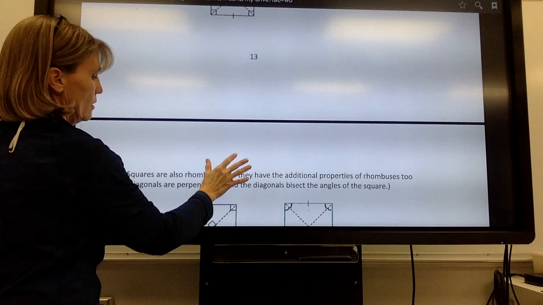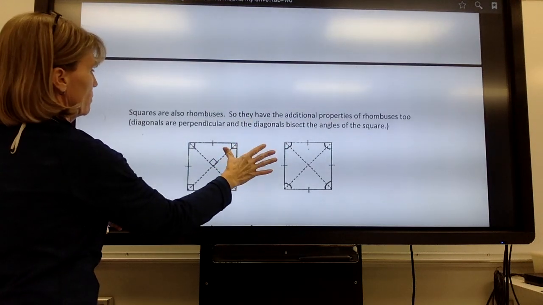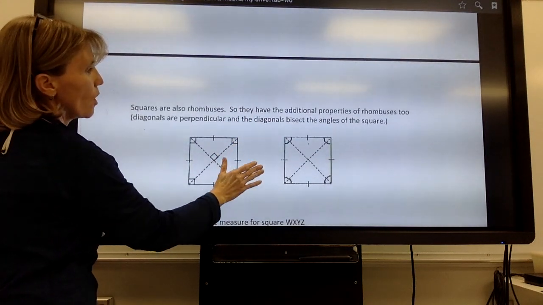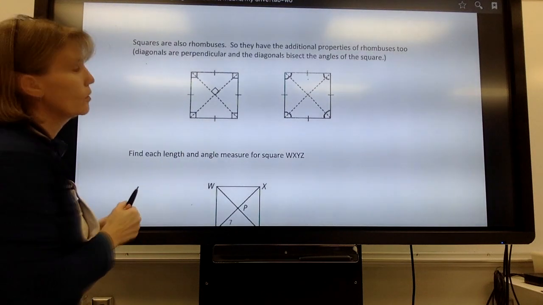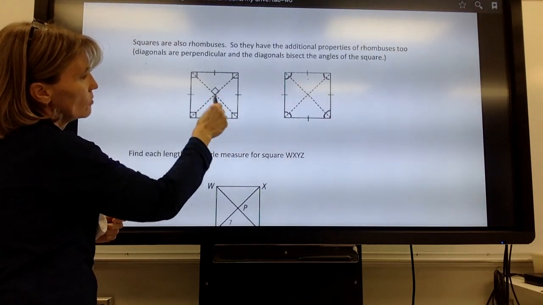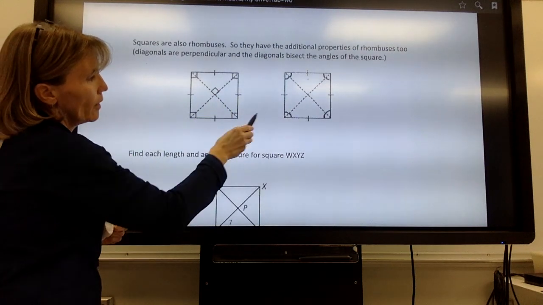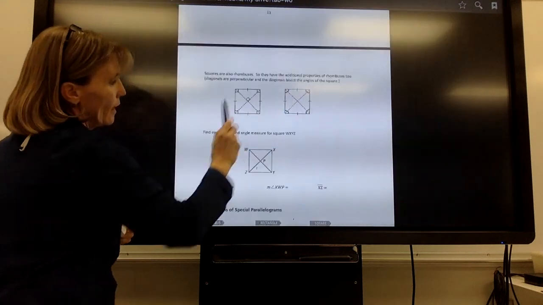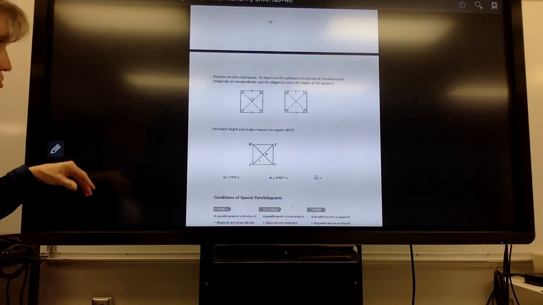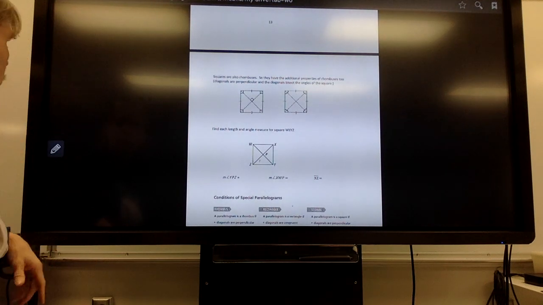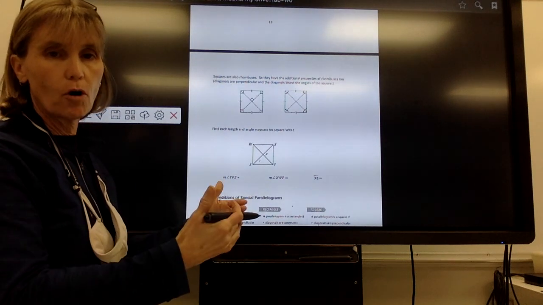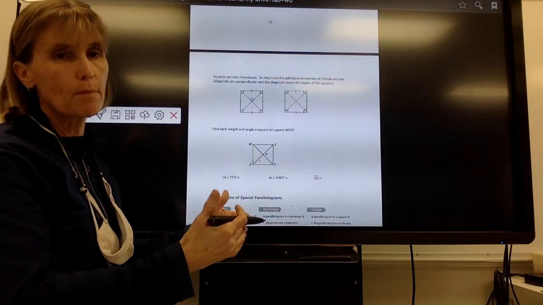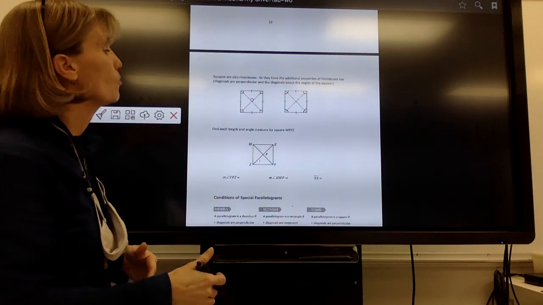Okay, what else do we have? It says squares are also rhombuses, so they have the additional properties of the rhombuses too. So the diagonals of a square form a perpendicular and it bisects these angles. Okay, so you use those, nothing unique to just the square. The square, all the rhombus properties apply and all the rectangle properties apply.